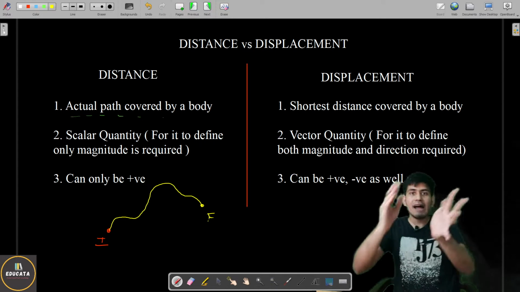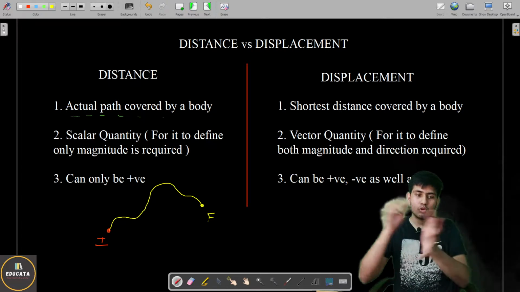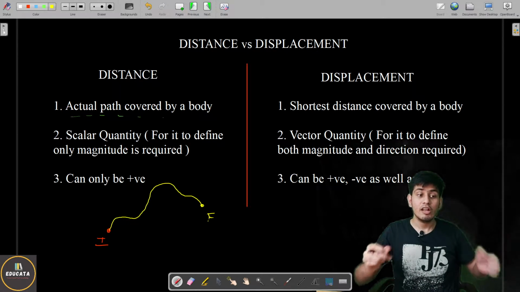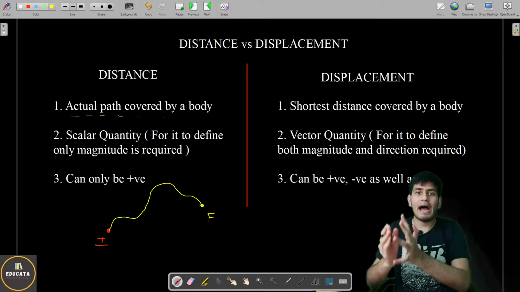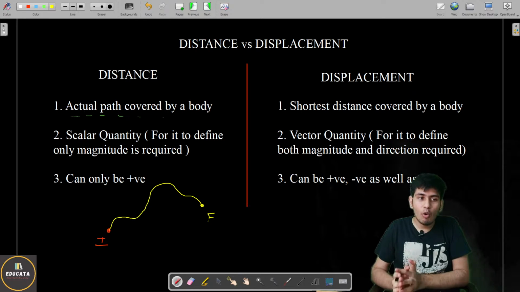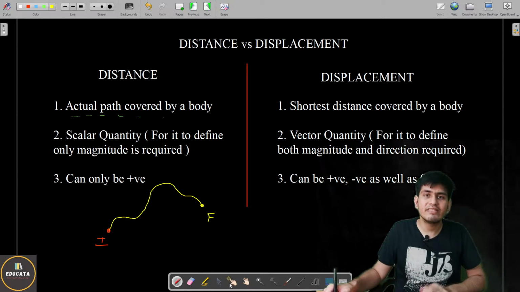Okay, this is the path that you have to cover to reach from your home to the school, meaning from the initial position to the final position. So the actual path which you are covering, or which the bus is covering, is known as the distance. Okay, this is basically the distance.